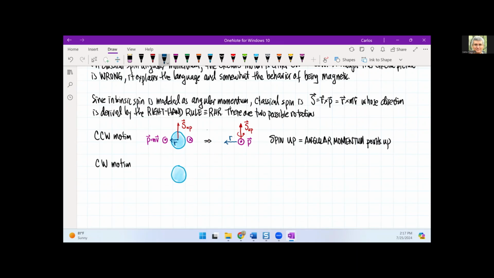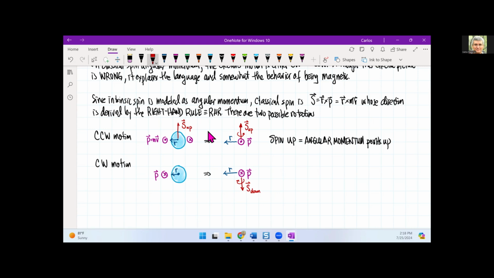So if I look at my radius here, this time the only way I can get motion that's going to be counterclockwise is that I have my momentum moving into the page. In this situation, if I look at my cross product, I now have a vector like this, or I have this guy right here, which is P. And when I use the right-hand rule, that tells me that I now have a spin direction that points down. So in this situation, it now rotates in the clockwise direction.